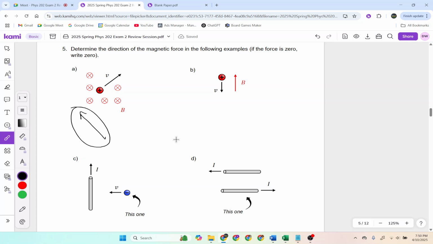Part B, velocity down, magnetic field up. Go ahead, give this one a try now. So this one's interesting because if you point your thumb down and your fingers up, it's kind of impossible. The reason why that's impossible is because this is sine of 180. It's 180 degrees, up and down. Because of that, this is the 0 case. You will have 0 force whenever the lines are parallel. You need the lines to be perpendicular.